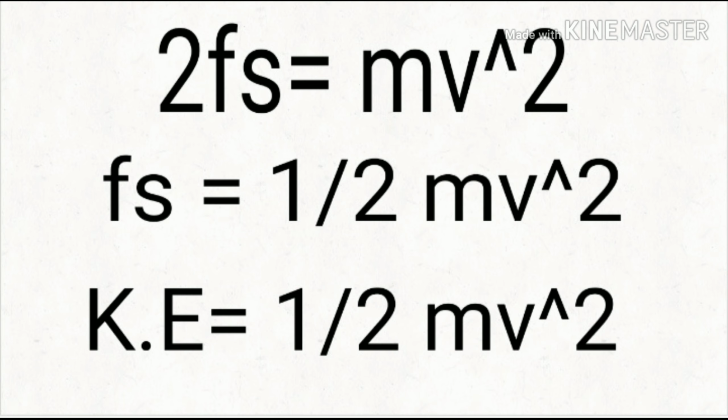Here we can say that Fs is equal to work, and we have proved that work is equal to kinetic energy. So we can write that kinetic energy is equal to half mv square.